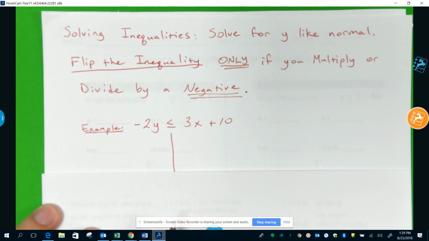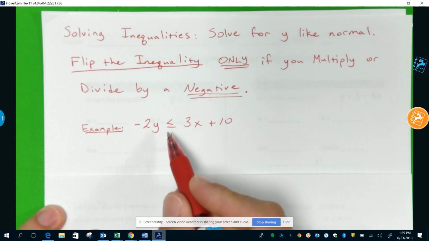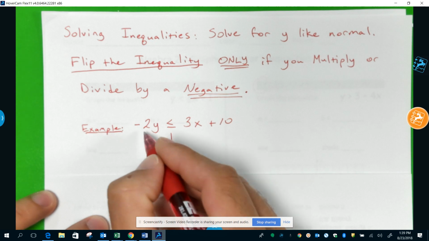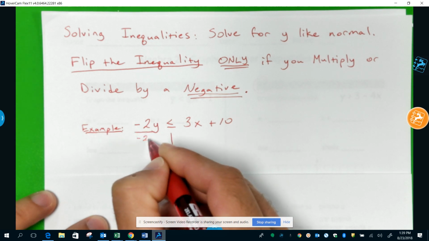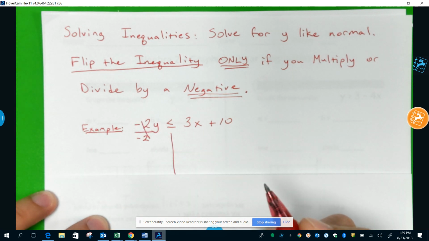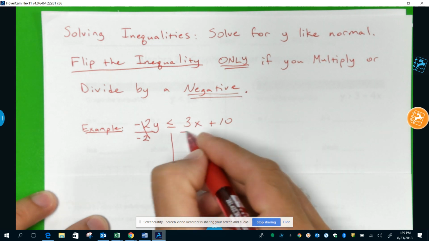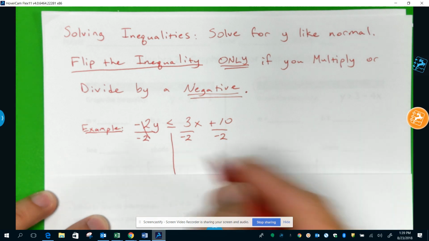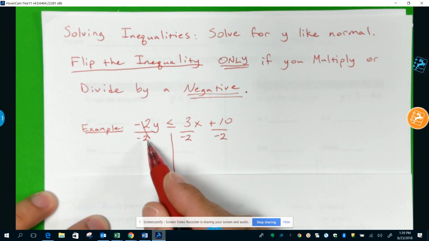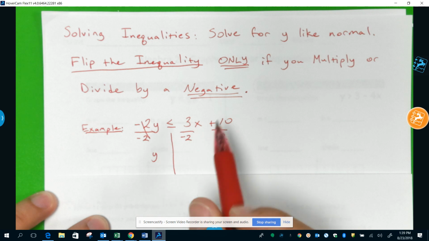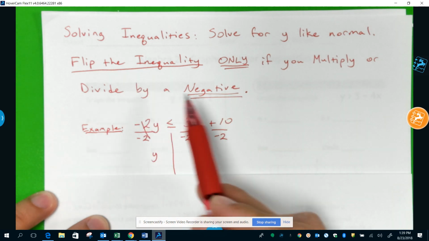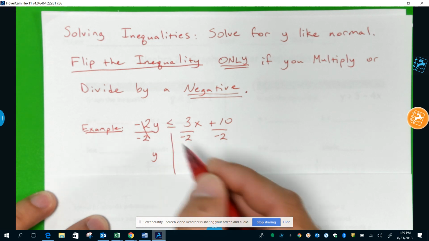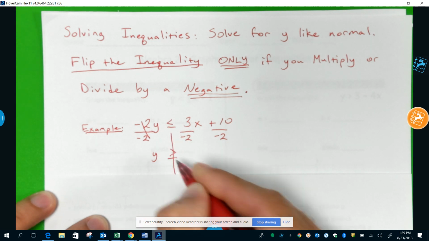So I have an example here: negative 2y is less than or equal to 3x plus 10. In this case, to get y by itself, we are going to divide by negative 2. Well, if I divide one number by negative 2, I've got to divide every number individually by negative 2. So I've got y. Now, since I divided by a negative number, that's our rule, if we multiply or divide by a negative number, we're going to flip our inequality sign. So now instead of less than or equal to, I'm going to flip the sign to be greater than or equal to.